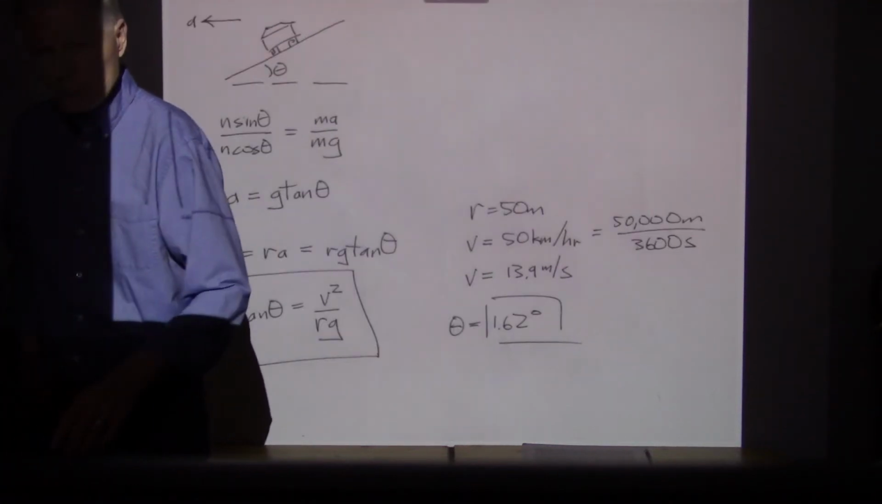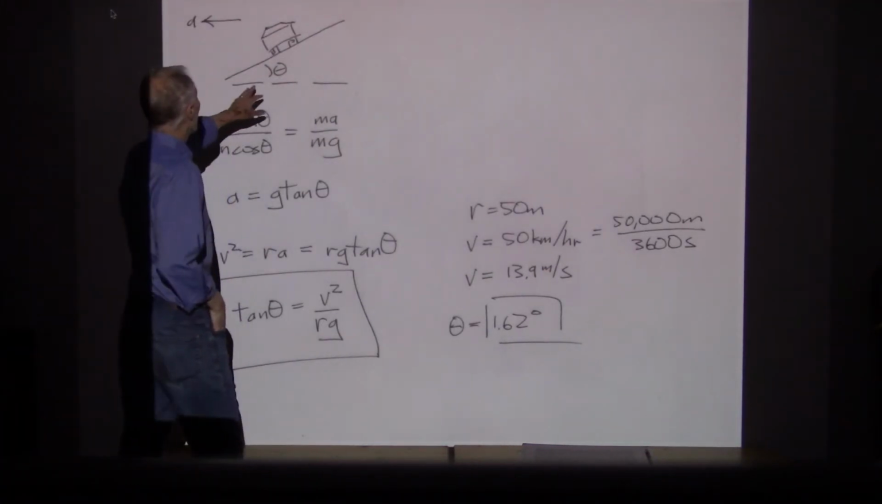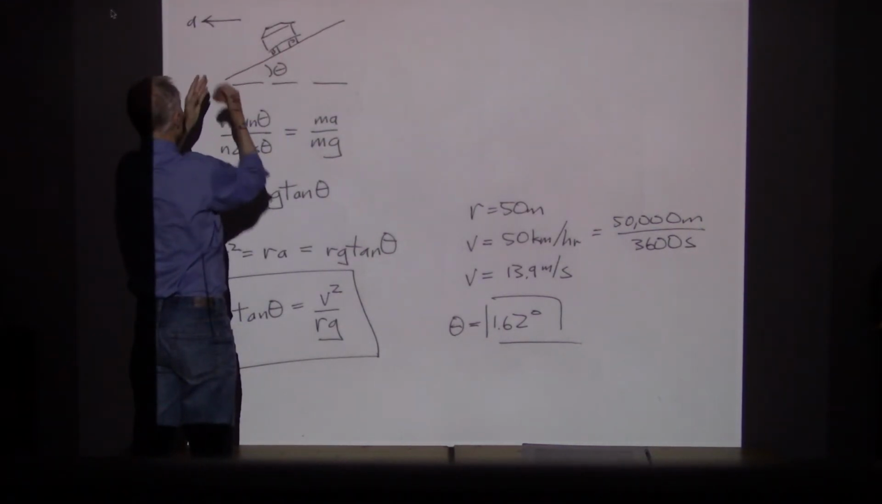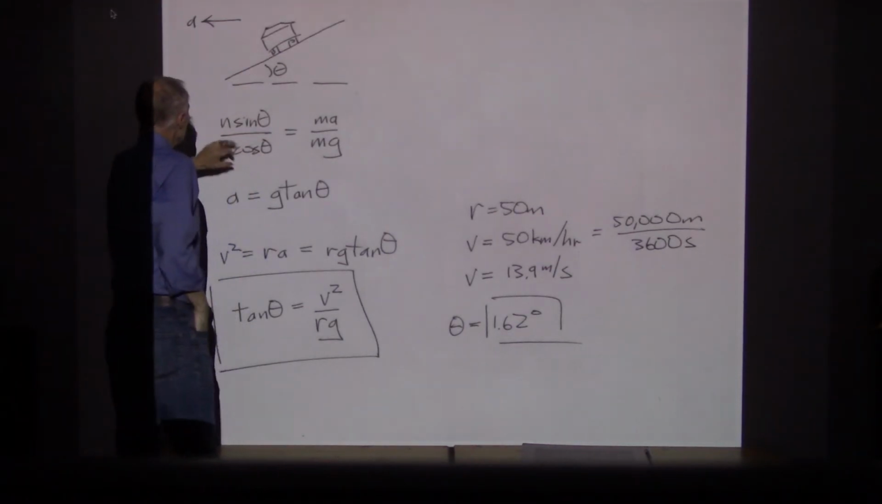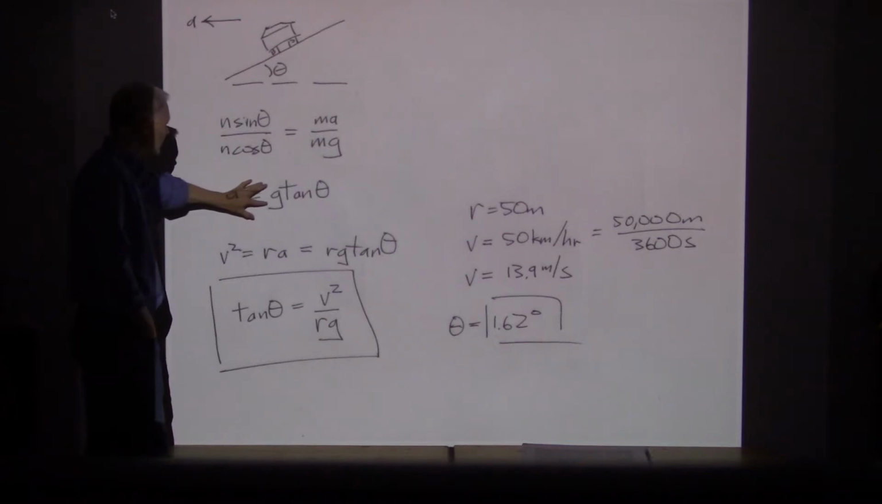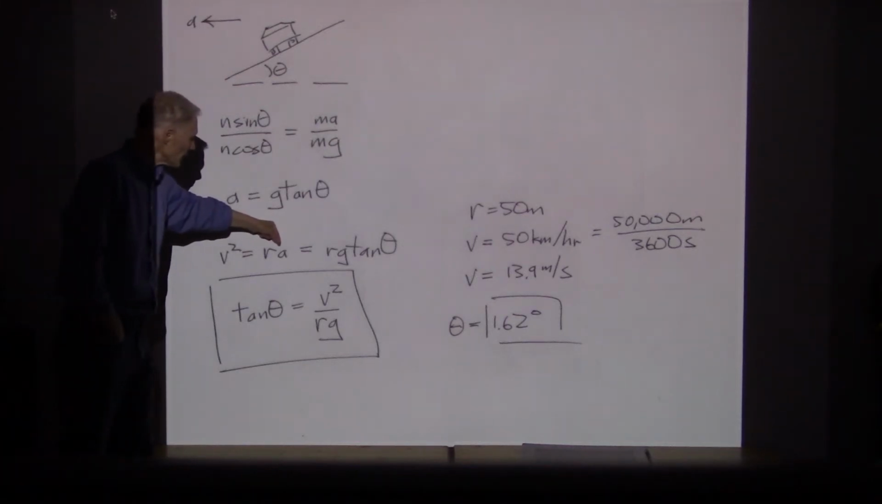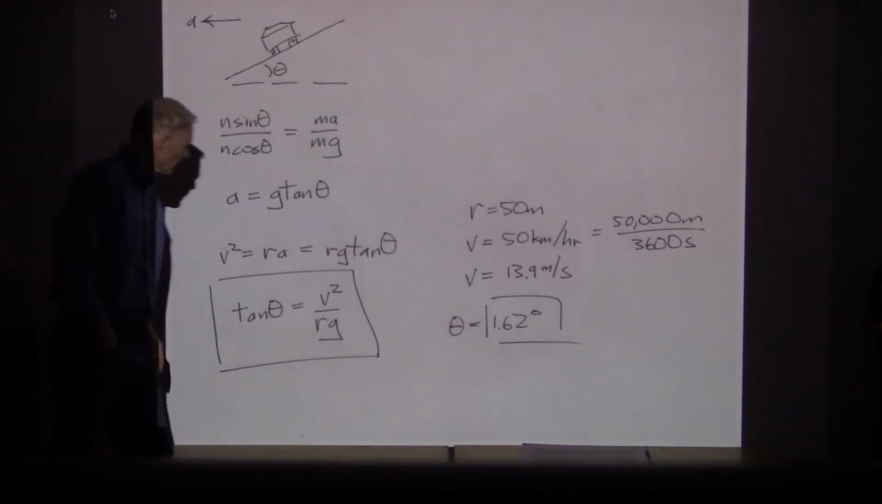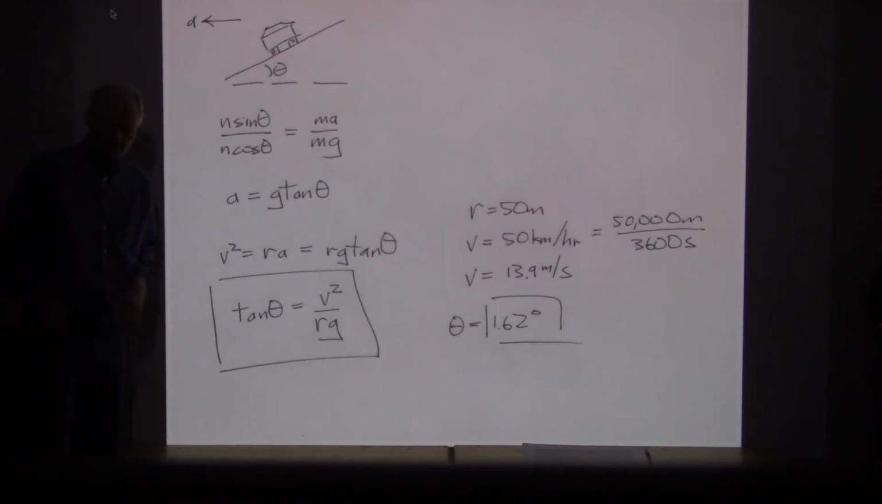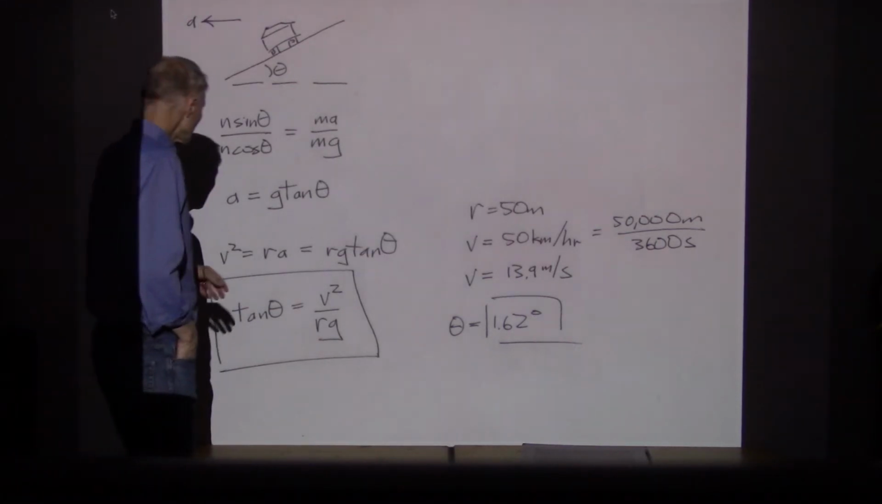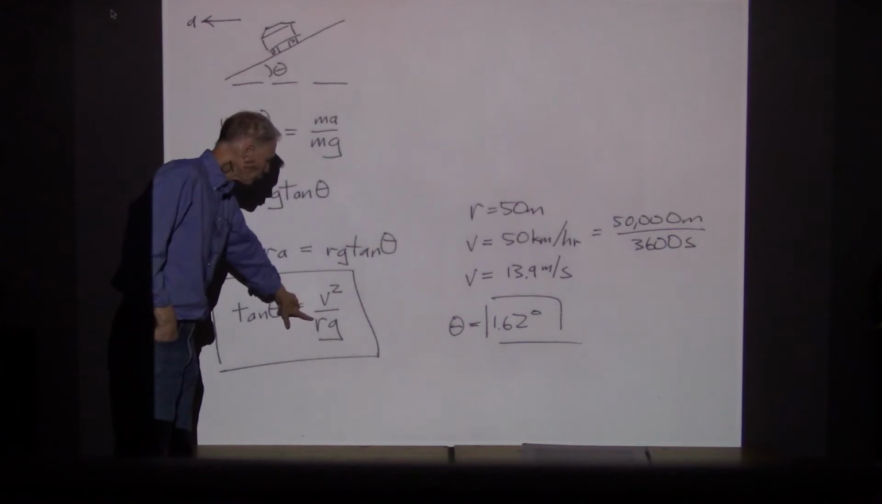And so what that leads to then is, here is the car, here's a back view. The acceleration is horizontal, but it's towards the center. This is theta. This becomes a equals g tan theta. Now, the acceleration can be rewritten as v squared divided by r. So that gives us v squared equals ra, which is rg tan theta. And it says that the angle of banking, if I take the tangent of that angle, is going to be equal to v squared over rg.